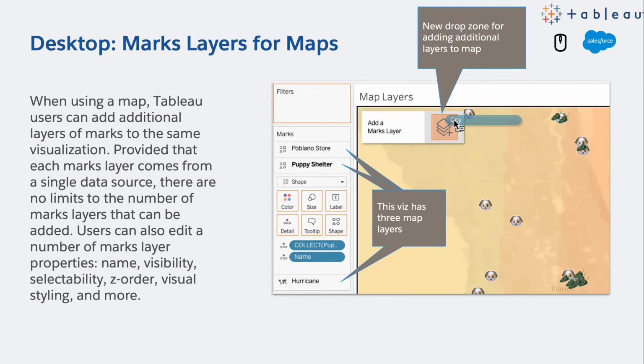So now we're talking about marks layers for maps. If you're used to using spatial data in the past, you're probably used to that dual axis trick to get more than one layer of marks onto the canvas. Well, you don't have to do that little hack anymore. You can bring in as many mark layers as you want, as long as they come from the same data source. In this picture, you can see hurricanes in Florida, and you can see the different puppy shelters and also pepper stores, and you can add more and more marks onto that same viz.